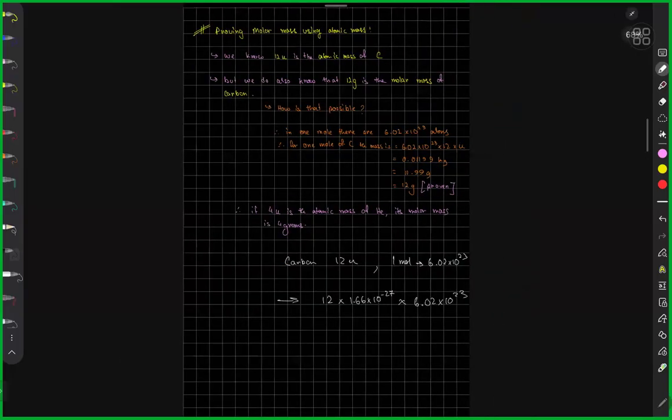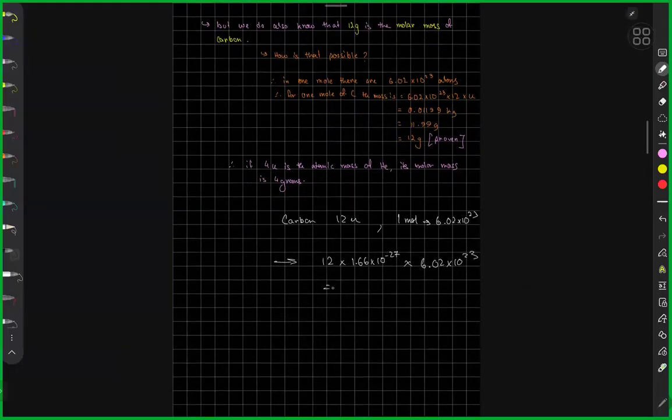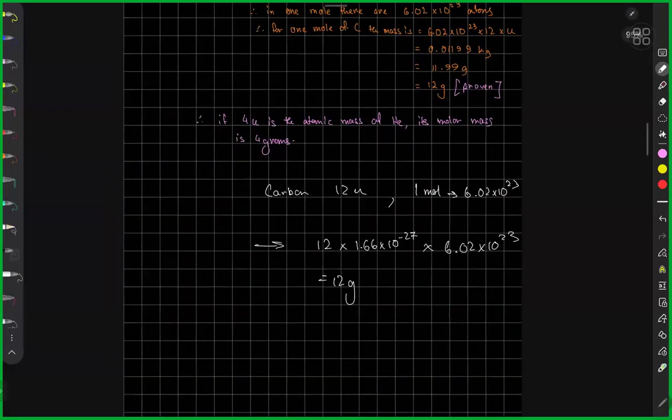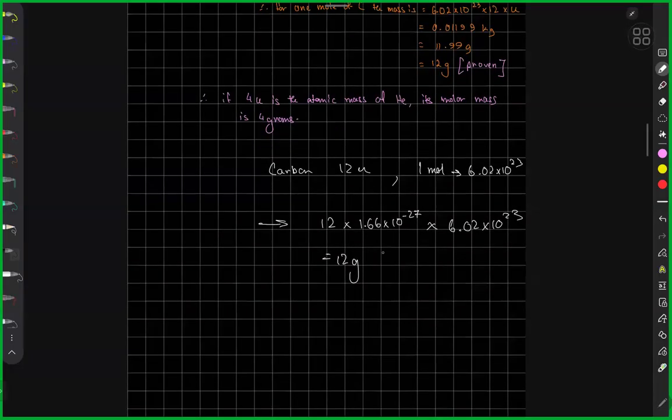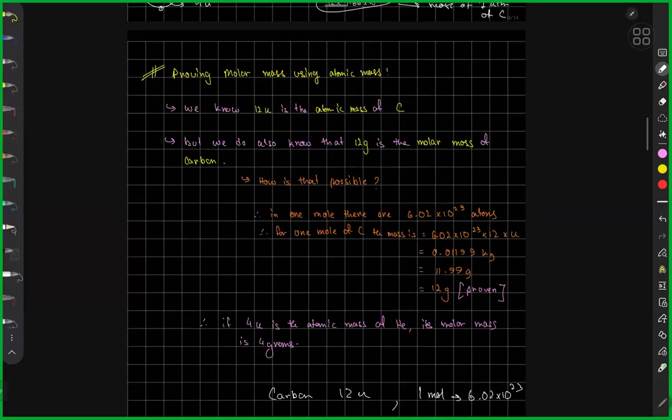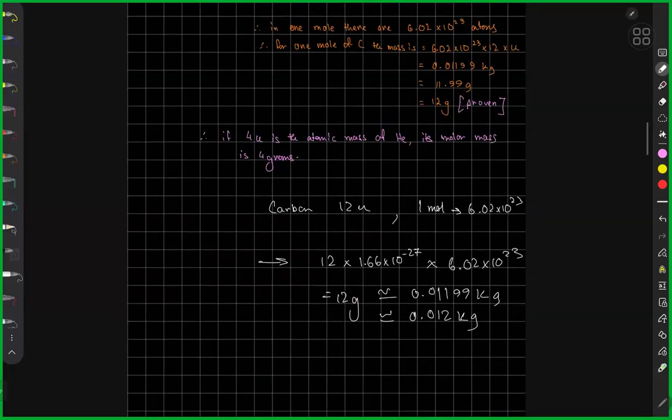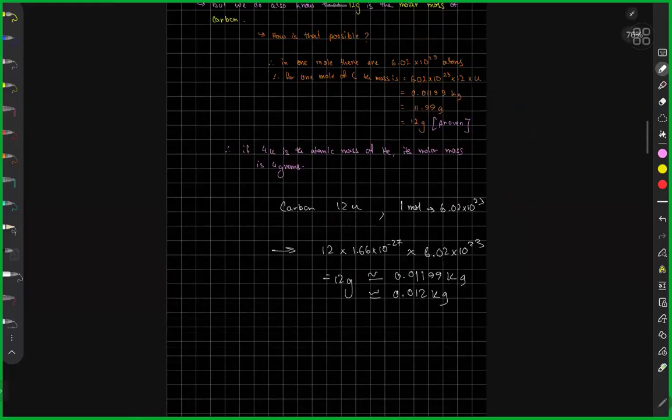If you do this calculation, do you know what you will find? Your answer will be 12 grams, or 0.01199 kg, or approximately 0.012 kg. So it works either way around. It's maths. It works either way around. It doesn't matter what you start off with. You want to find how many particles there are? Well, you do this. You want to find how much mass 1 mole of carbon would have? This is the calculation you have. So this is how this makes sense.